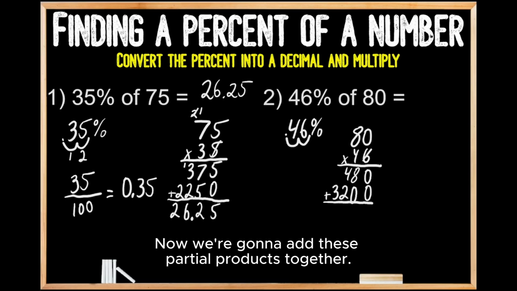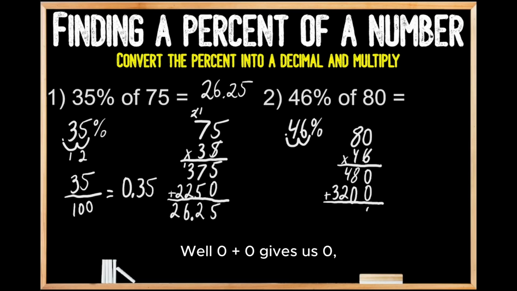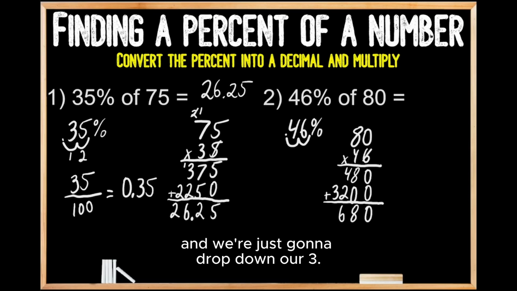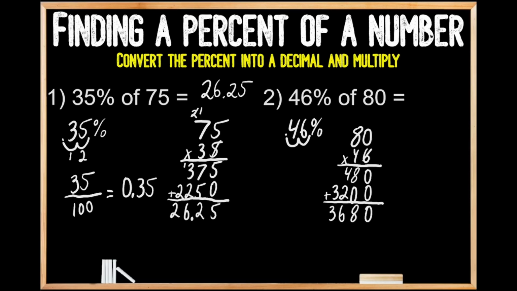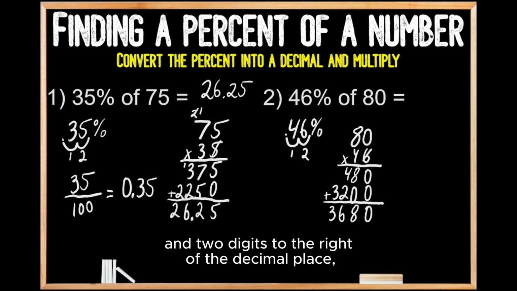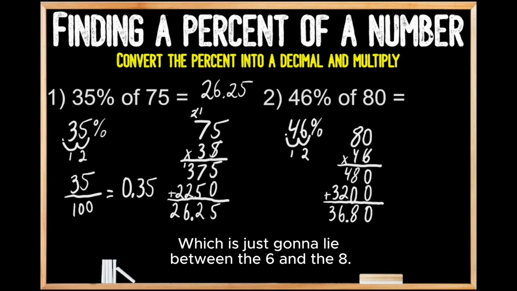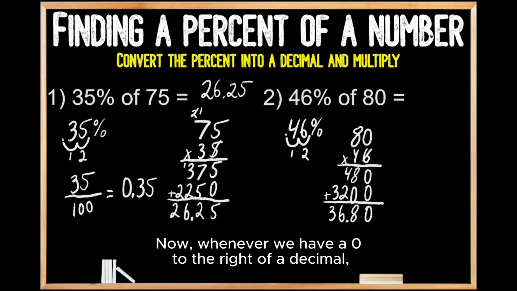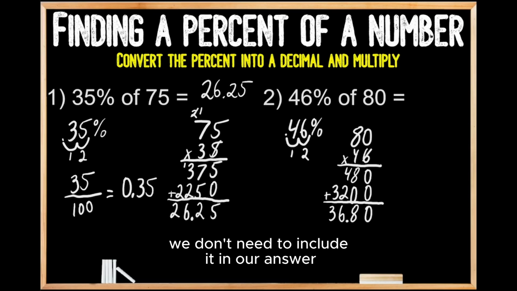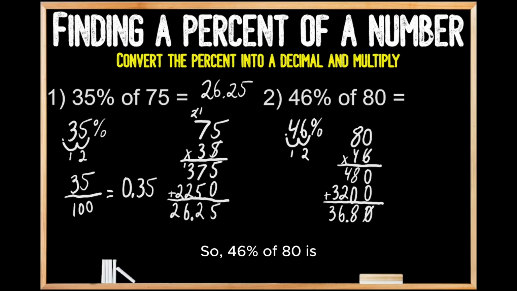Now we're going to add these partial products together. Well, 0 plus 0 gives us 0, 8 plus 0 gives us 8, 4 plus 2 gives us 6, and we're just going to drop down our 3. Now we need to add our decimal back into our answer. Well, we had 1 and 2 digits to the right of the decimal place, so we need to make sure that in our answer we have 2 digits to the right of the decimal place, which is just going to lie between the 6 and the 8. Now, whenever we have a 0 to the right of a decimal, we don't need to include it in our answer, so we're going to put a line through it. So 46% of 80 is 36 and 8 tenths.